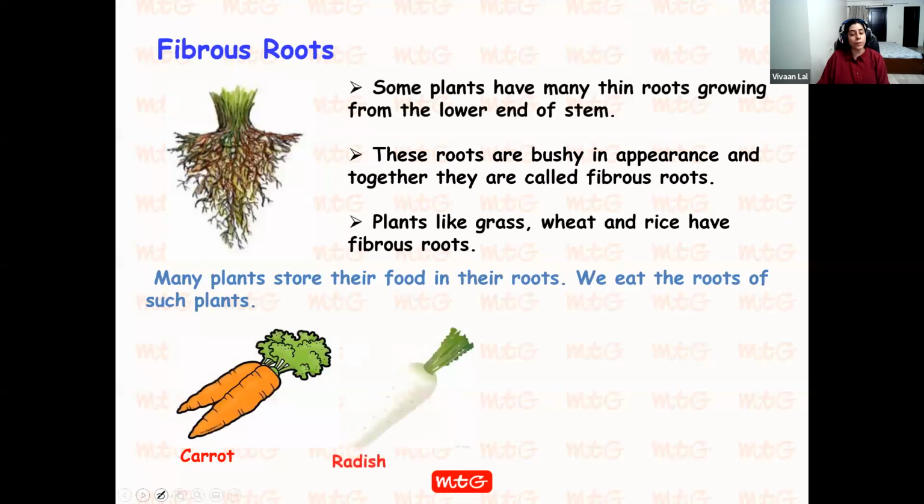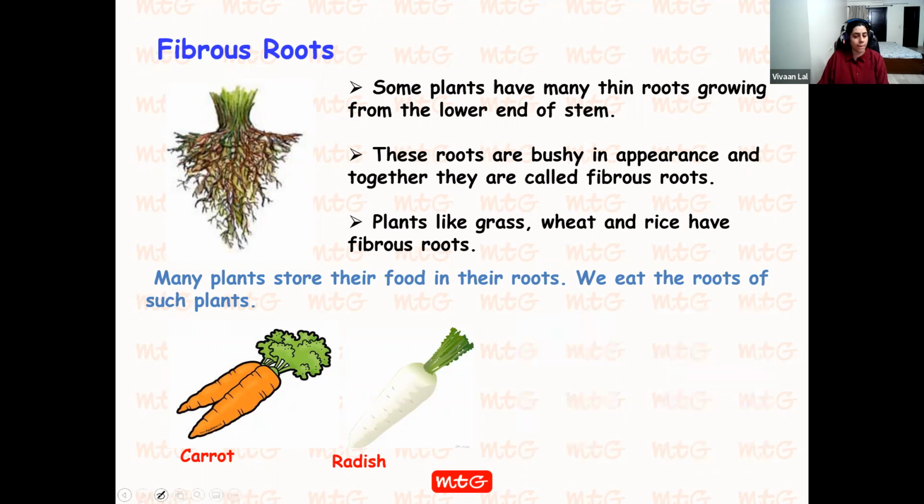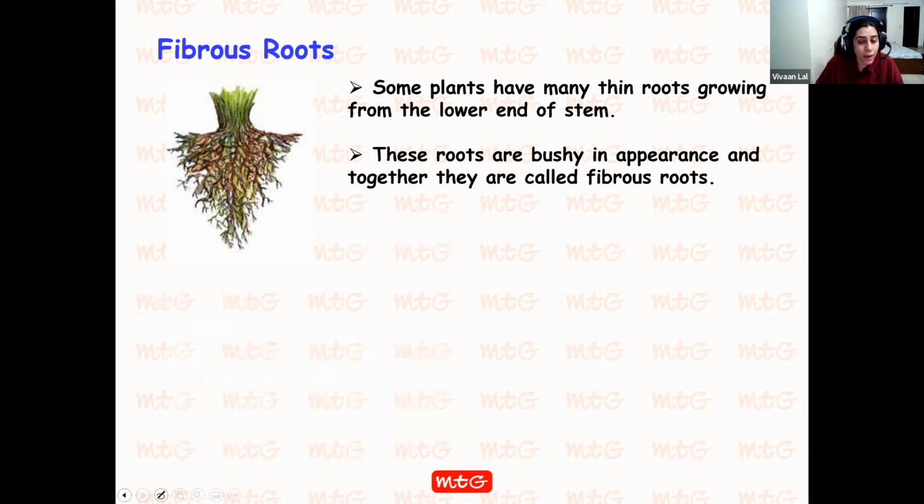And what are the examples of fibrous root? Carrot, radish, turnip, beetroot. They're all examples of fibrous root. Ma'am, for taproot, burdock is also there. Okay, for taproot, burdock is also there. Mustard is a taproot. Mango is also a taproot, beta. Mango is a taproot.